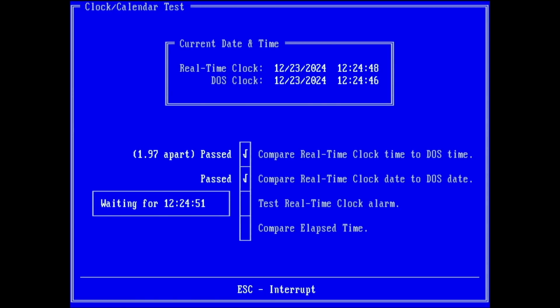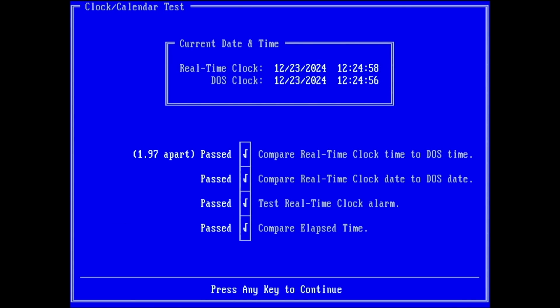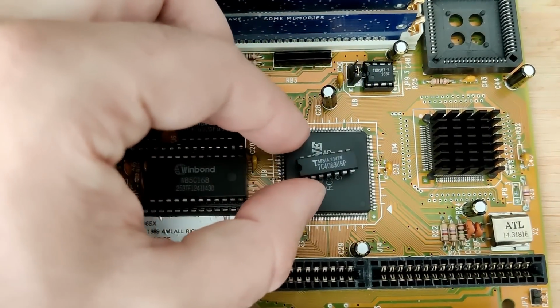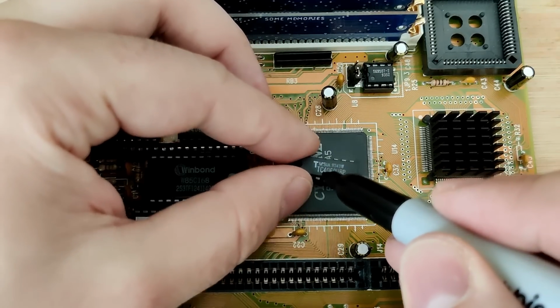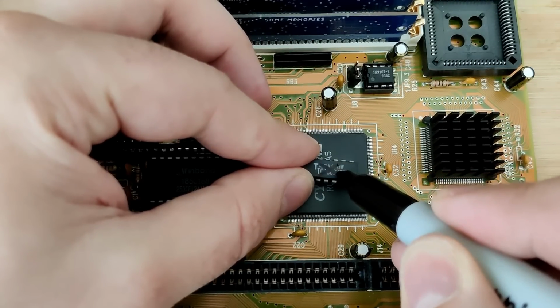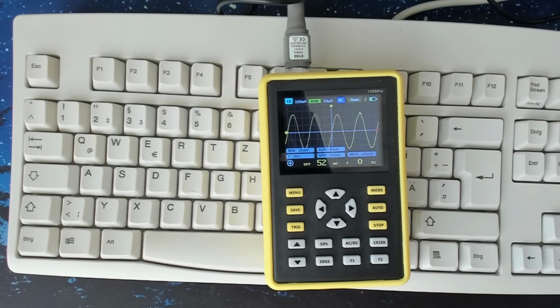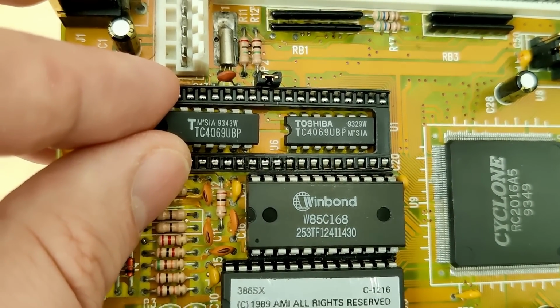Okay, 2 seconds apart. But you can see that the real-time clock and the DOS clock, they change in sync. And it passed. So this was the issue. This was the issue why the clock did not work properly. Now before I go, let's just quickly verify what frequency we get on the crystal. It's exactly 32.7, a value I was never able to measure before. So yeah, it must have been this tiny chip that caused all that trouble.